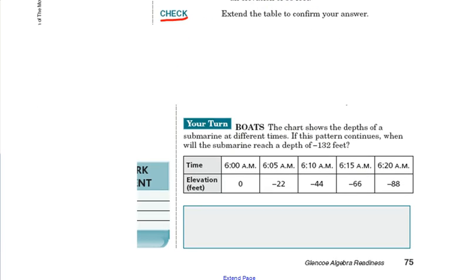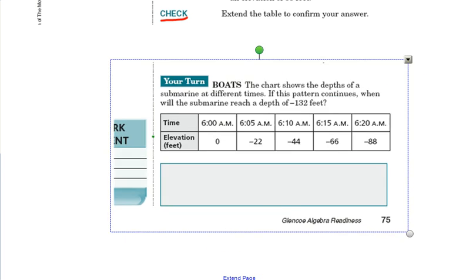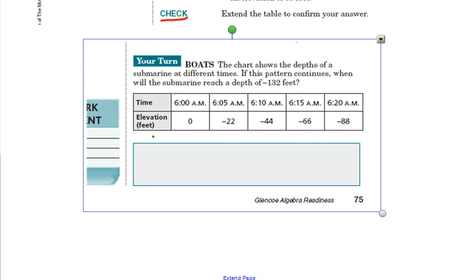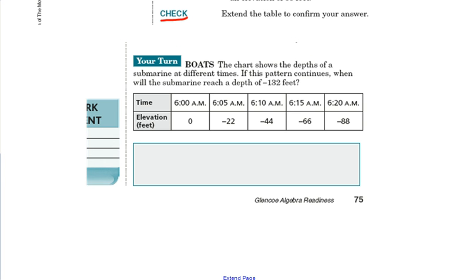So, your turn. Boats. The chart shows the depth of the submarine at different times. If this pattern continues, when will the submarine reach the depth of negative 132 feet? So in this case, you're just going down instead of going up in the air. So try it out, pause here, and see if you get the right answer.